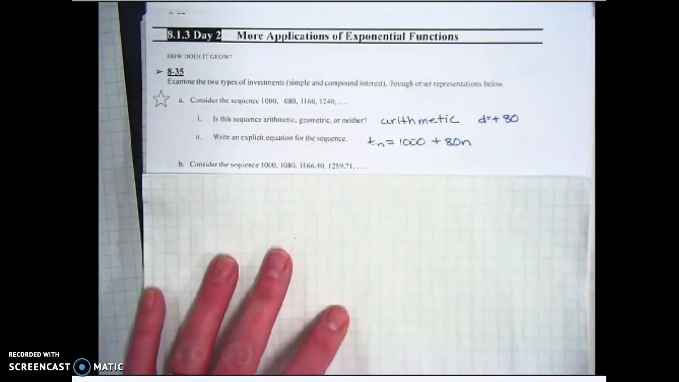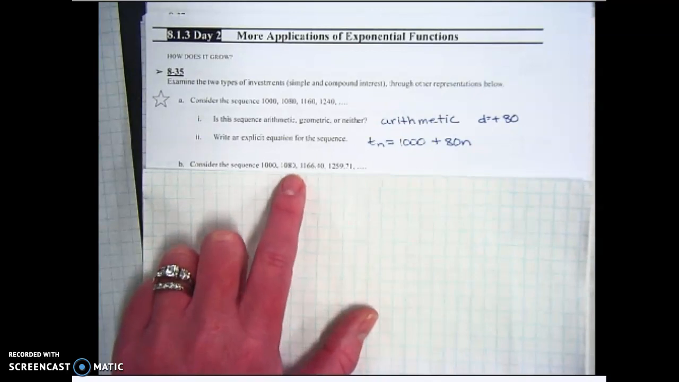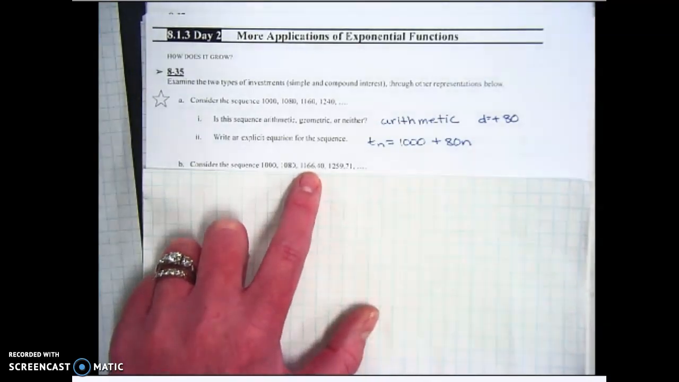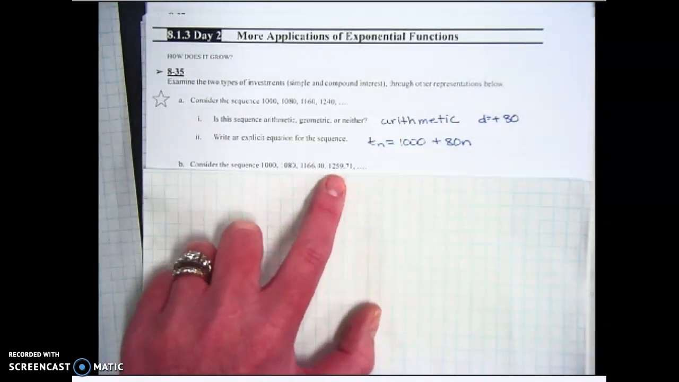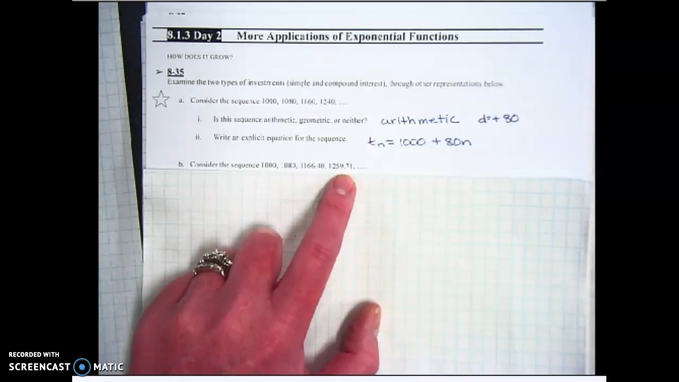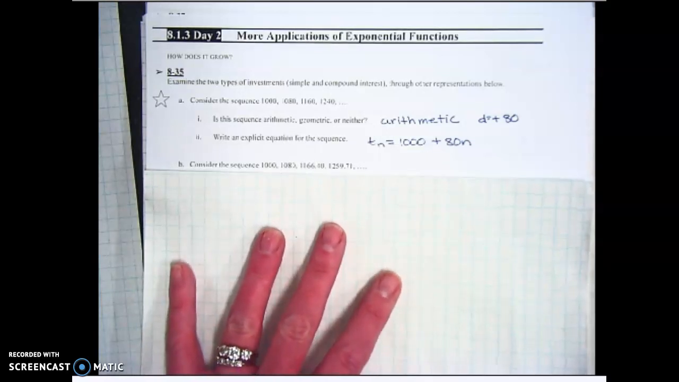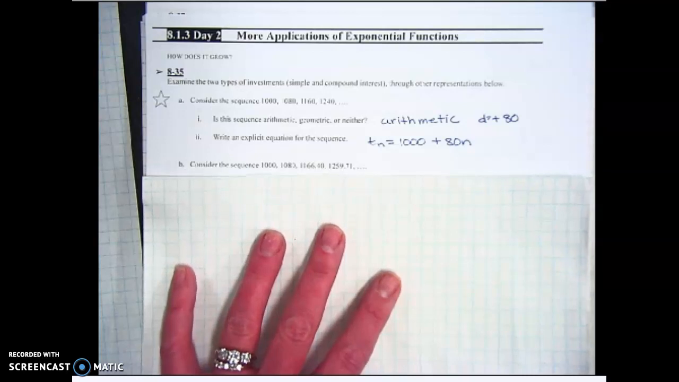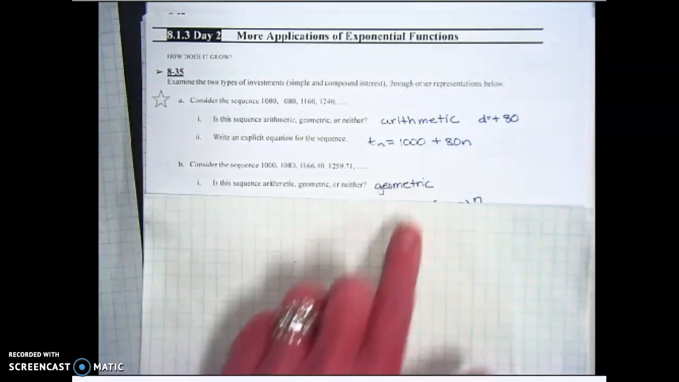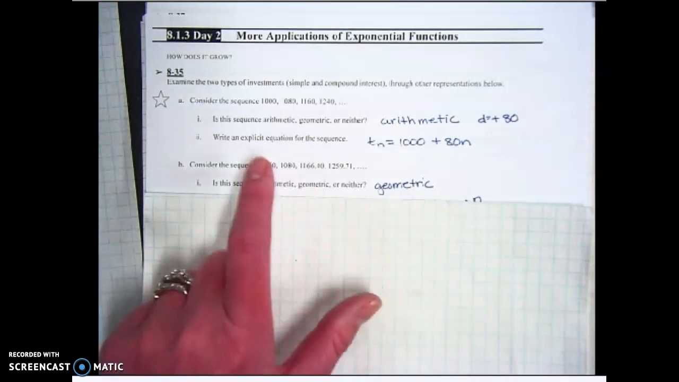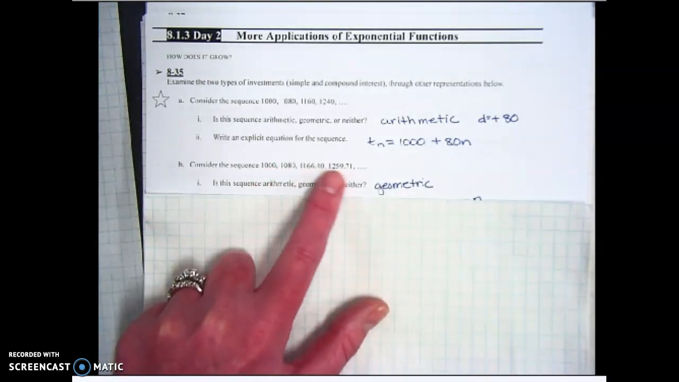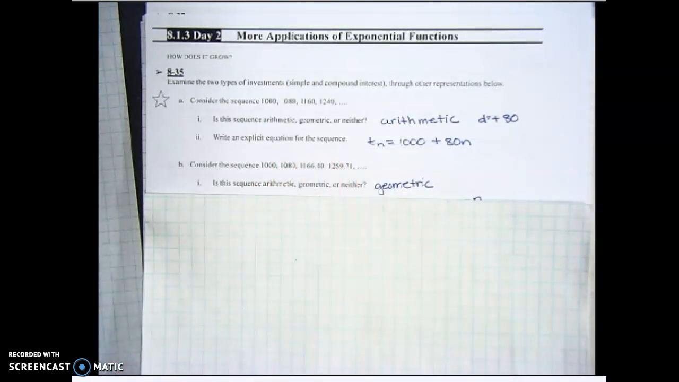Part B, consider the sequence 1,000, 1,080, $1,166.40, $1,259.71. That should look familiar, right? That one was our compound. So is that arithmetic, geometric, or neither? That one is geometric, okay? Why? Because you're going to actually be multiplying to get to the next number.